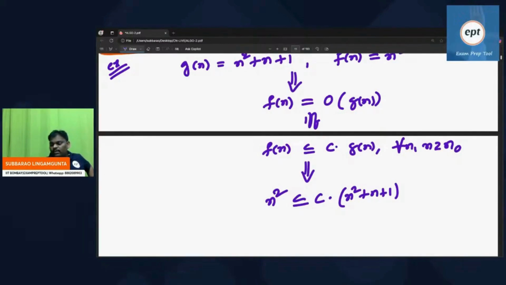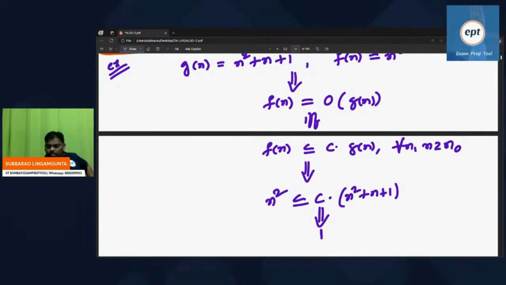Big O notation is saying that the right side should be greater. Here the right-hand side is already greater, so you can take the C value as 1. C is saying that if you need help, I will help you. But comparing left and right, the right is already greater, so there is no need for help. Then you can take C value 1.